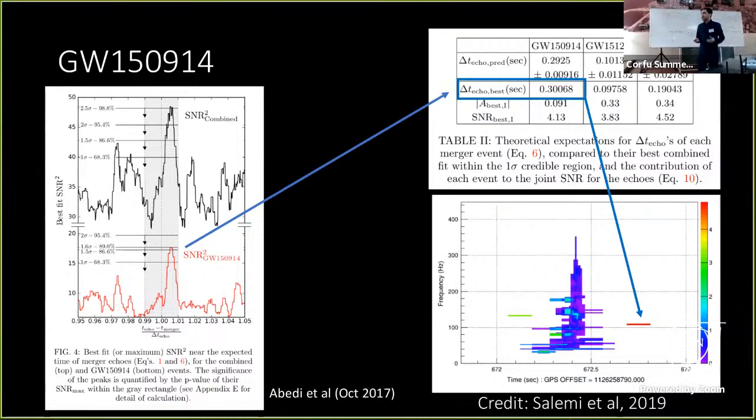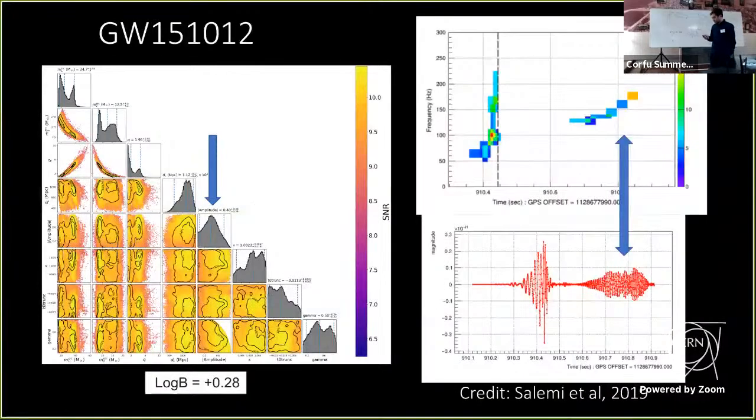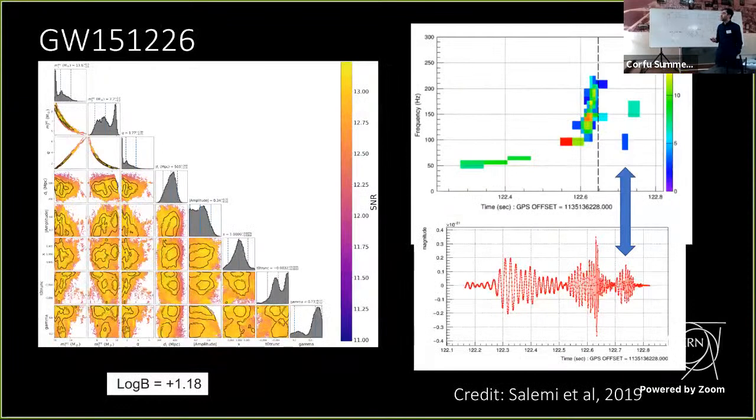At first, people were skeptical, but later a paper came from inside and outside the LIGO collaboration, using this software, finding the post-merger signals at the time delays where we were looking for echoes. Exactly. This is the signal from GW150914. This is for GW151012, which is the loudest one. And this is the Boxing Day event. They also reported this at the same time delay.